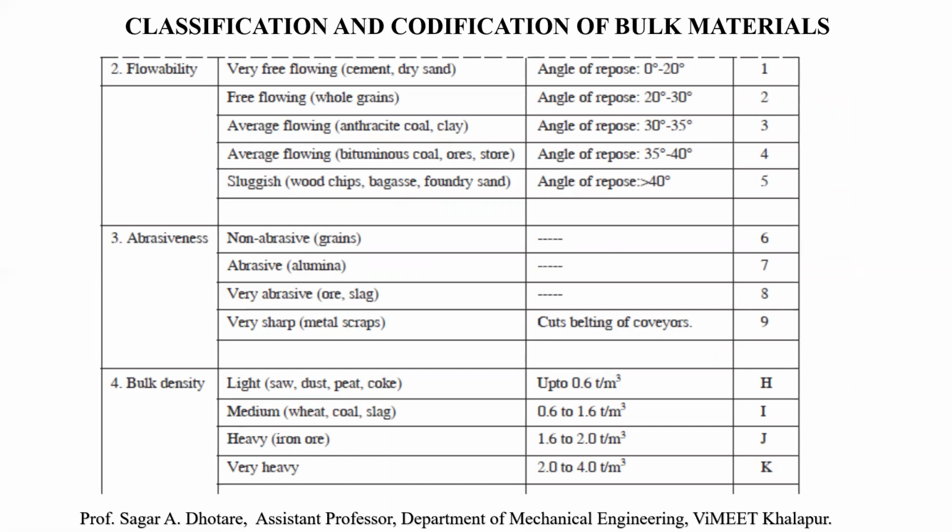Abrasiveness we have to define between 6 to 9. If it is non-abrasive then use 6, abrasive or low abrasive then you can say 7, higher abrasive or very abrasive then 8, and if it has sharp edges then it is mentioned in the 9 category. About the bulk density, similarly it is classified into J to H as shown in the table.